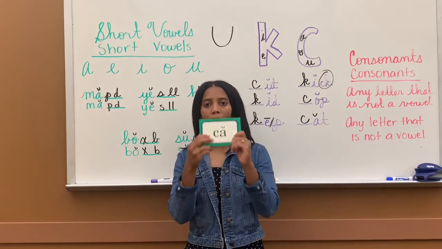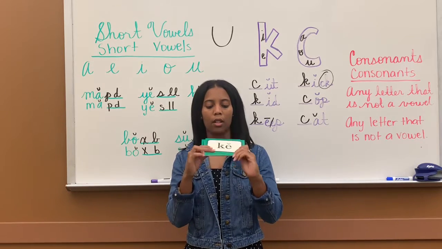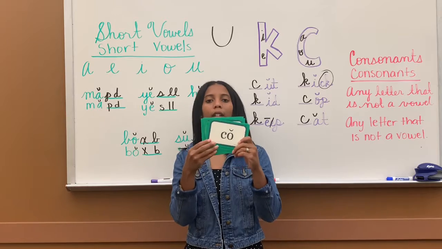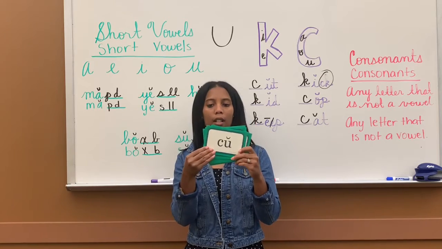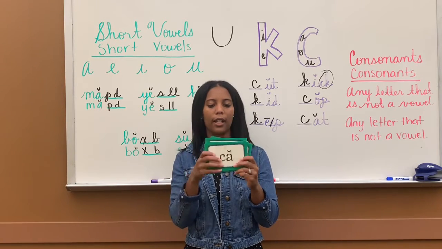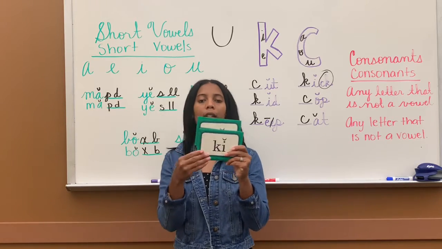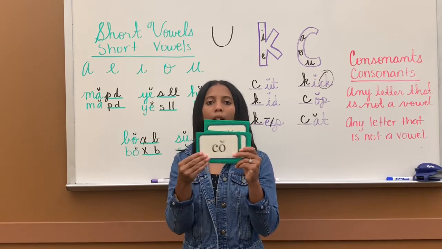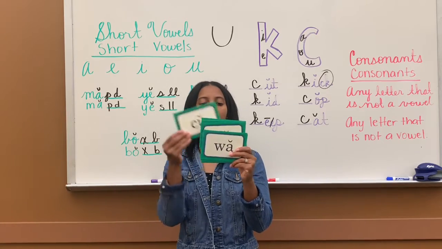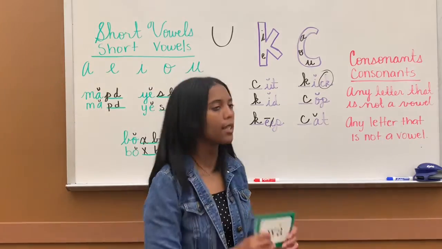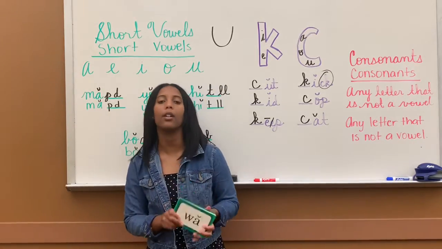Let's begin. Ka, ke, ka. Really easy again. Ka, ke, ka. Awesome. C and K. K goes with I and E. C goes with the other three, A, O, and U.